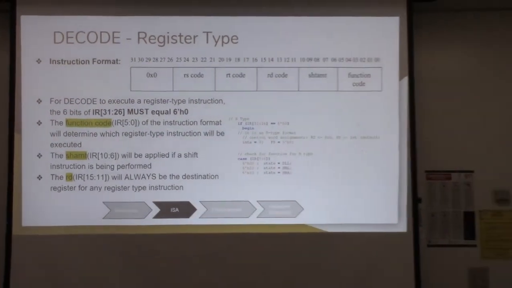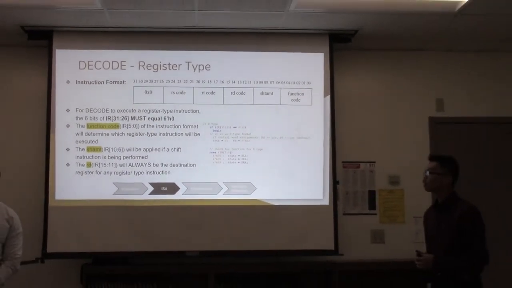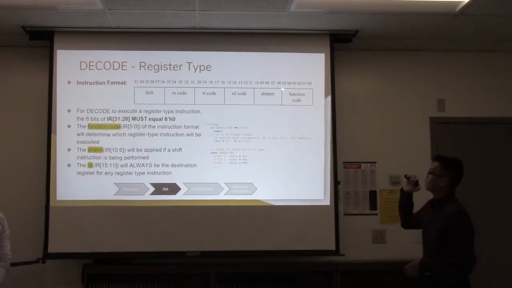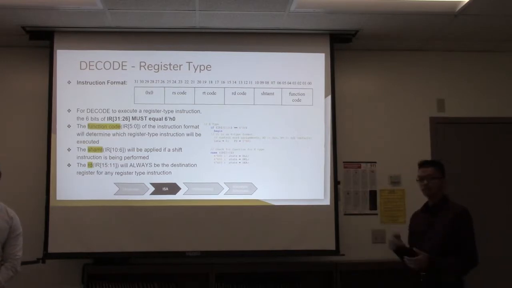For the register type, the reason it's called register type is because we're manipulating data within all the registers in the register file. As I said before, bits 31 to 26 have to be 0, with bits 5 to 0 determining which register instruction will be performed. If it's a shift, bits 10 through 6 show how many times the instruction is going to be shifted. And with the register type, RD, which is bits 15 to 11, is the destination register.